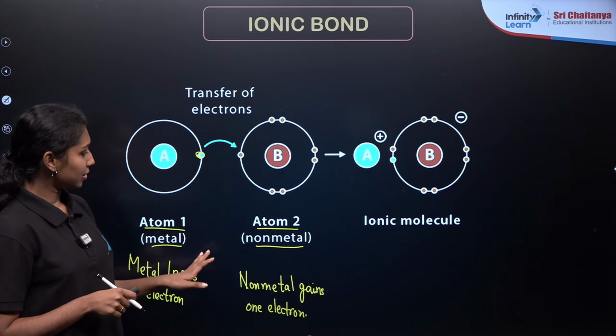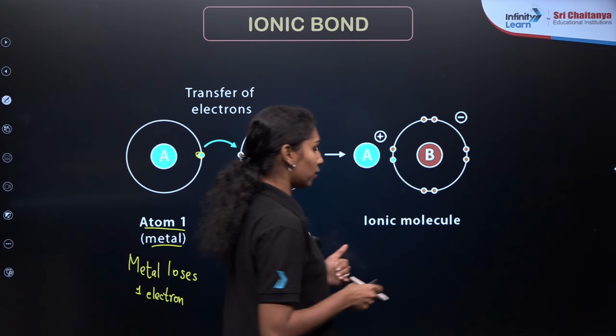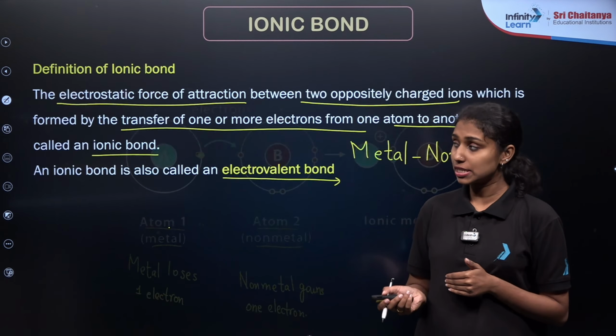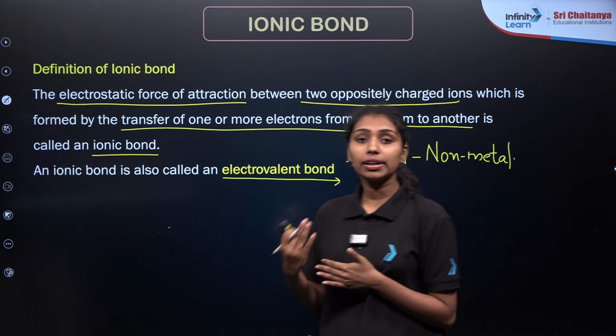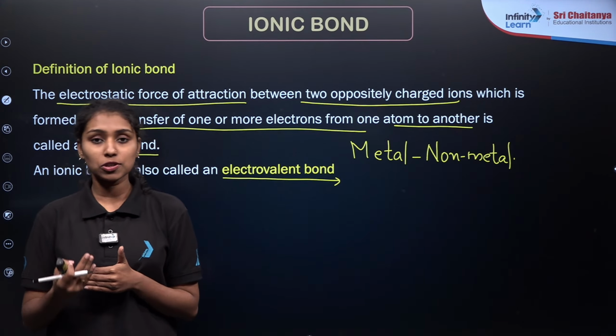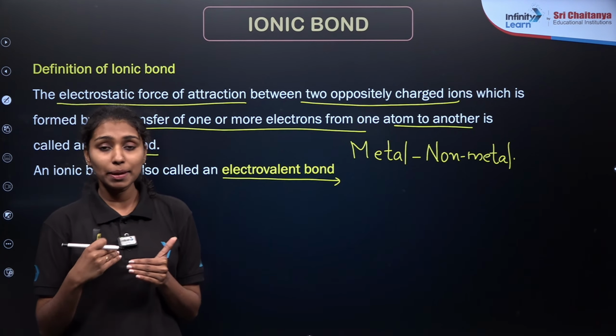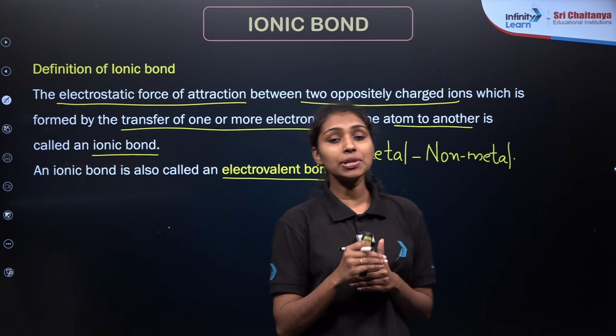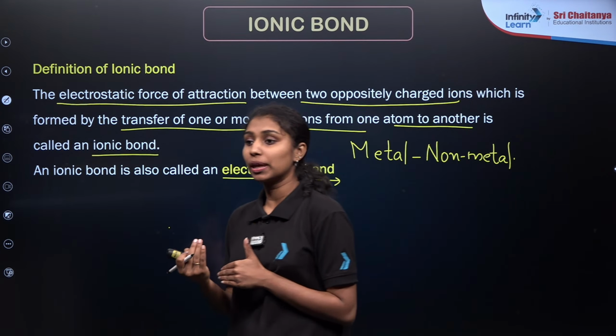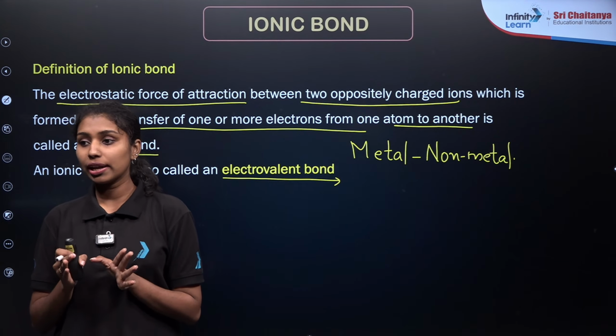Now we have just started. We have just given the idea about how the ionic bond is forming. What is the exact definition for the ionic bond? As we already know, an ionic bond is formed by the transfer of electrons between a metal and a non-metal, right? The metal will easily lose electrons to form positive ions, and the non-metal will easily gain electrons to form a negative ion.